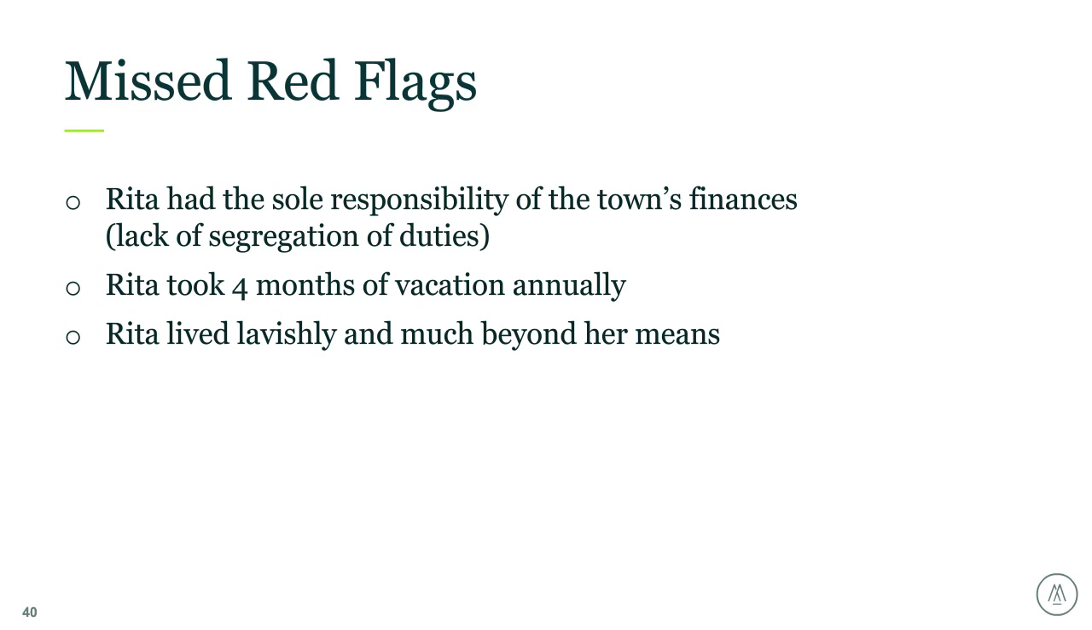So the mayor and council members ultimately believed Rita's explanation that the city's residents were behind in their payments, and also ignored the red flags, which were that Rita had the sole responsibility of the town's finances, that she took, on average, 4 months of vacation annually, most of which was unpaid, and that she lived lavishly and much beyond her means. The city of Dixon was pretty small, so everybody knew about her quarter horse operation, so it was just assumed that she had inherited the money.